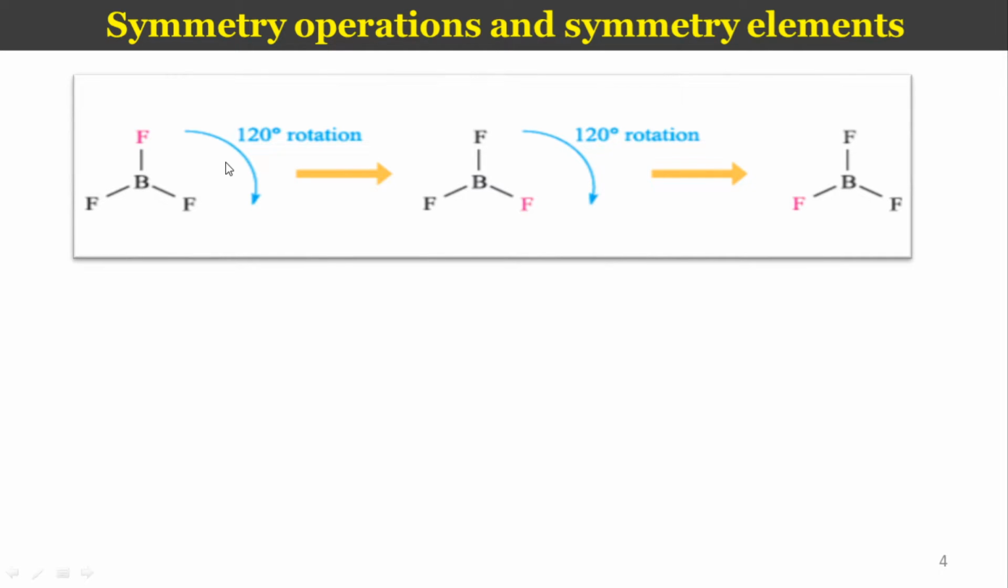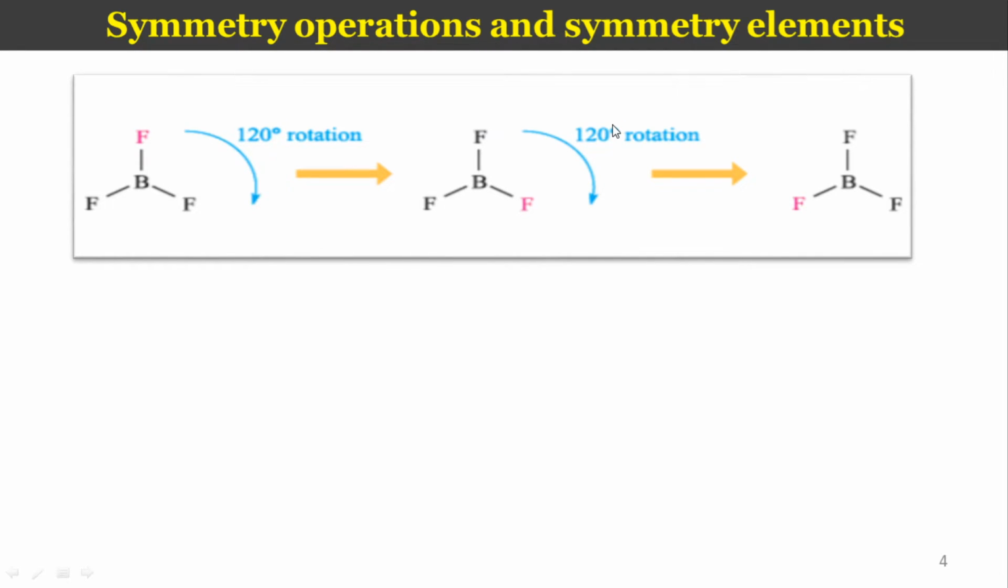Basically, in this case we are doing some manipulation on that molecule. We are rotating that molecule. The rotation is the operation, and it is done with the help of which symmetry element? The axis which is passing through the boron atom. Always remember that during symmetry operations, we are not going to change the center of the molecule. The center always maintains its position, while only the positions of the bonded atoms change.